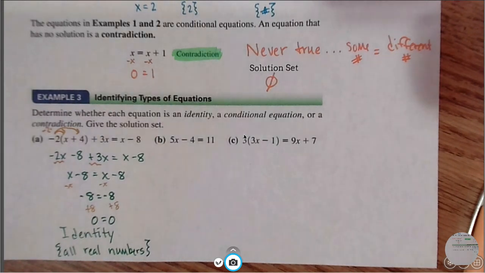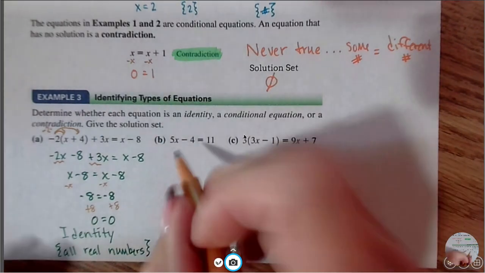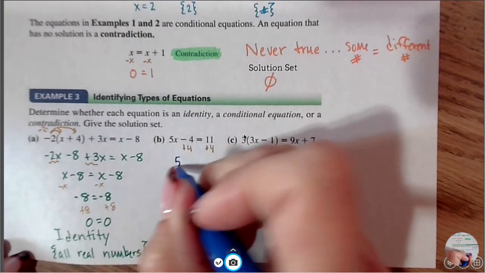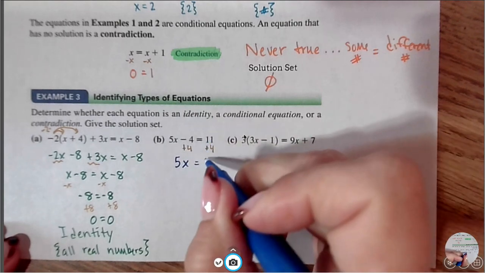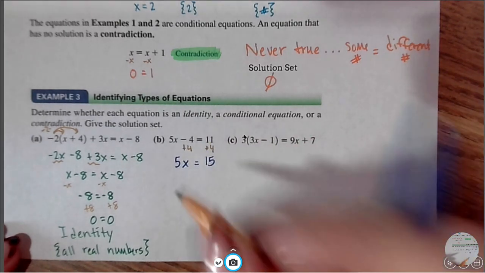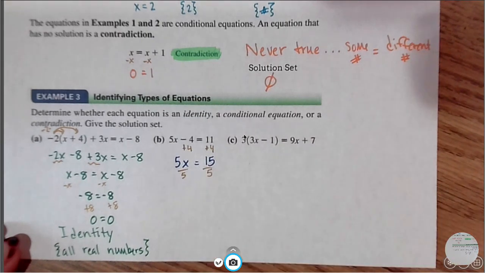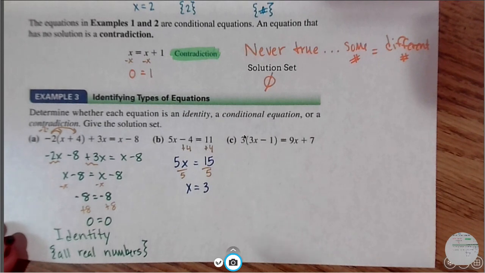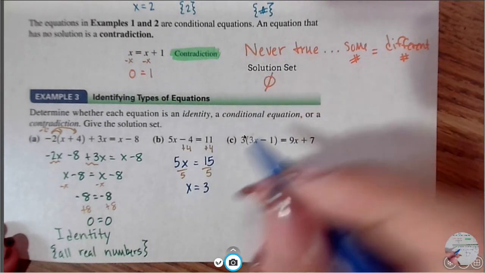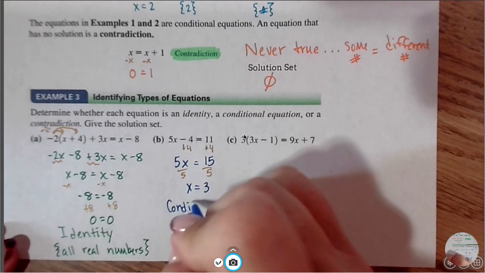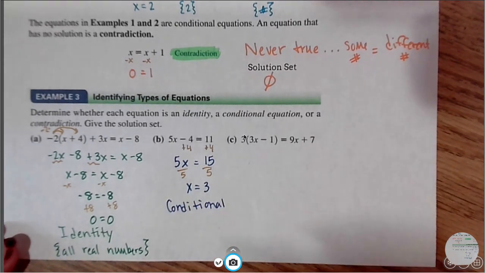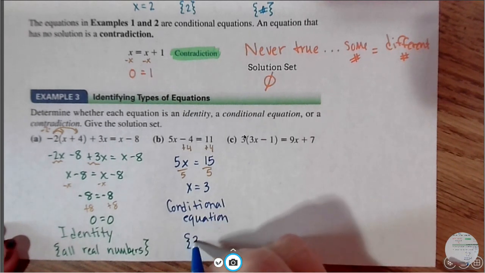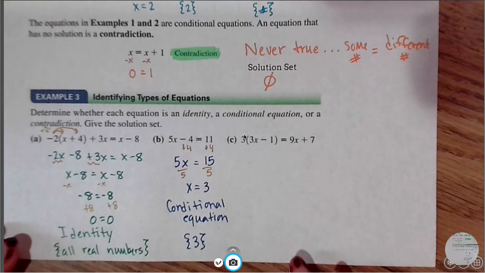Letter B. I'm going to start this one by adding 4 to both sides so that I get all the variables on the left side, 5x, all the constants on the right, 15. Then divide both sides by 5, so we get x equals 3. This one is sometimes true. This equation is true only when x is 3, so it is a conditional equation. And the solution set is the number 3, because that's the only time that it's true.